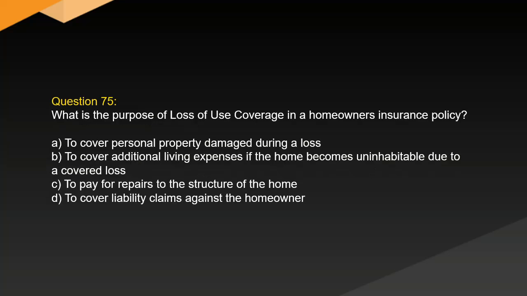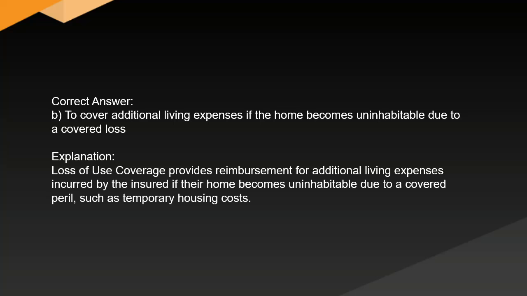Question 75. What is the purpose of loss of use coverage in a homeowner's insurance policy? A. To cover personal property damage during a loss. B. To cover additional living expenses if the home becomes uninhabitable due to a covered loss. C. To pay for repairs to the structure of the home. D. To cover liability claims against the homeowner. Correct answer: B. Explanation: Loss of use coverage provides reimbursement for additional living expenses incurred by the insured if their home becomes uninhabitable due to a covered peril, such as temporary housing costs.